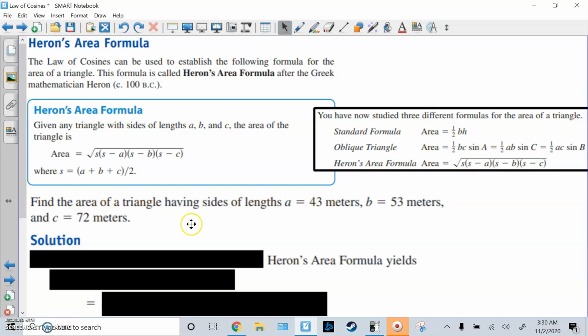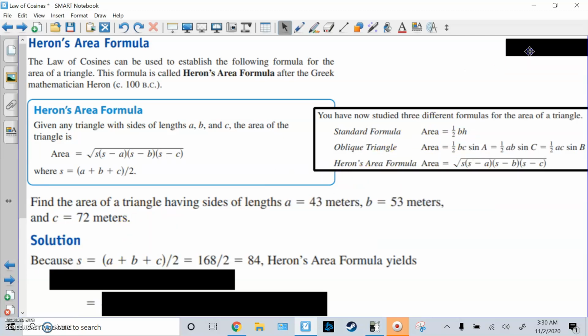So here, find the area of a triangle that has the side lengths 43, 53, and 72. I can't use my first one, because I don't know the height or the base. I can't use the second because I don't have any angles. So we're going to use Heron's formula.